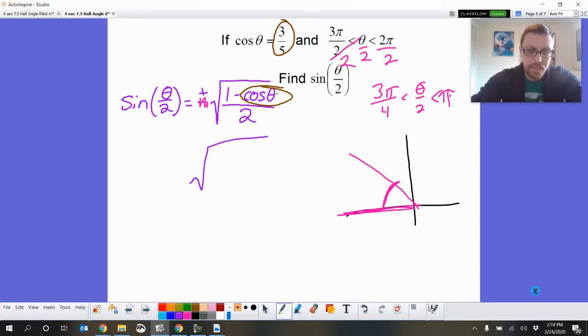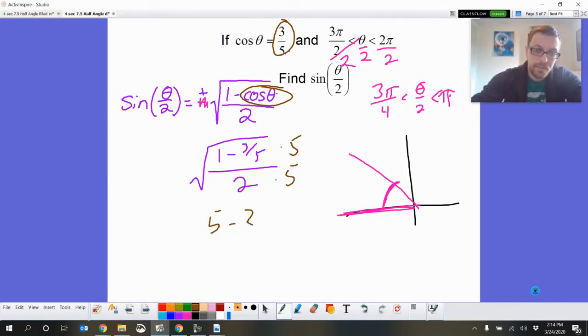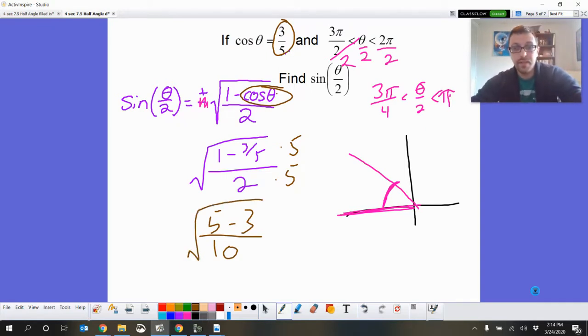So we get the square root of 1 minus 3/5 from up here, the 3/5. And I pointed with my pointer thing, so I don't think you actually saw that. So this 3/5 up there, and that's over 2. Now it's just a matter of simplification. We're going to multiply by 5. We get 5 minus 3 over 10, and it's all square rooted. 5 minus 3 is 2.